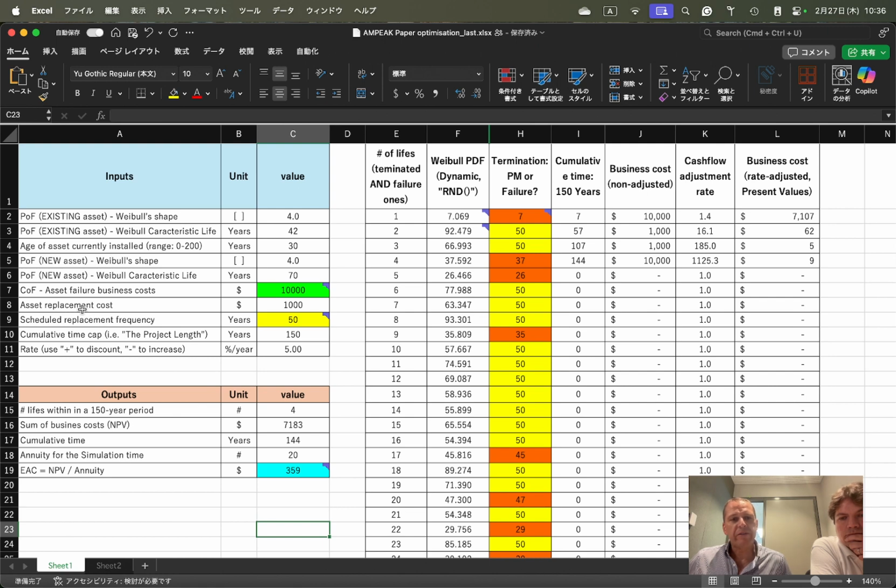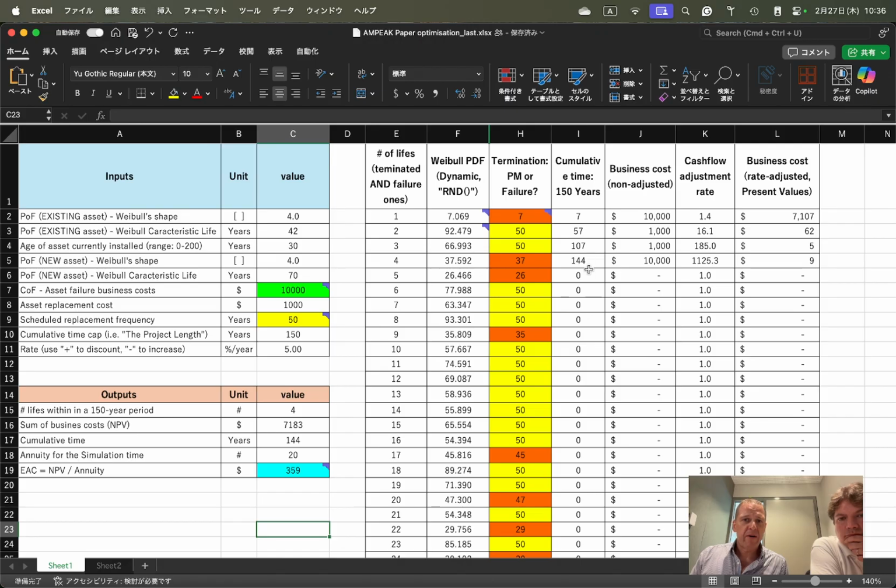In the set shown here, we are replacing the asset at a frequency of 50 years. We look at a project length of 150 years and a discount rate of 5%. With this set of inputs, we generate a number of weighable distributions to simulate what the life of the asset would have been. If this asset life is less than the replacement frequency of 50, we call it, well, it failed. So this is flagged as red. If it didn't fail and you replace at the scheduled frequency, it becomes a yellow.